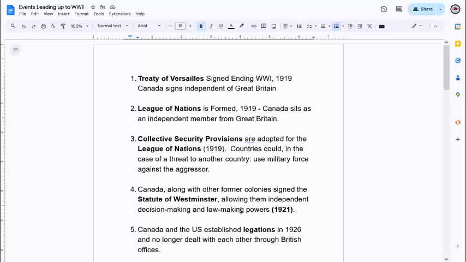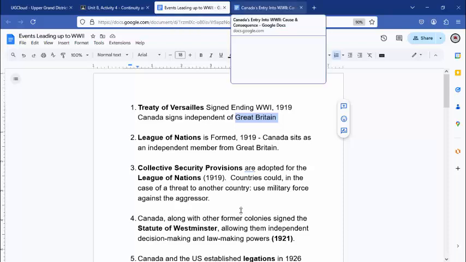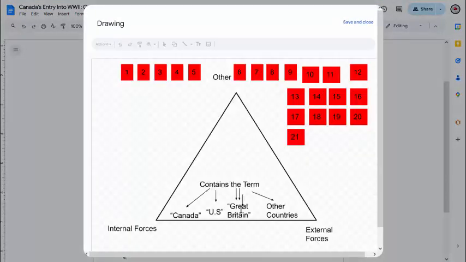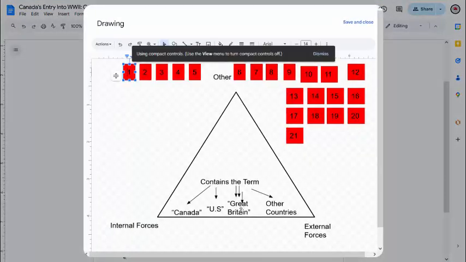If we start with number 1, the event is the Treaty of Versailles, which was signed ending World War I. You can see we have both the words Canada and Great Britain. So, on the diagram, event number 1 could be placed in between.